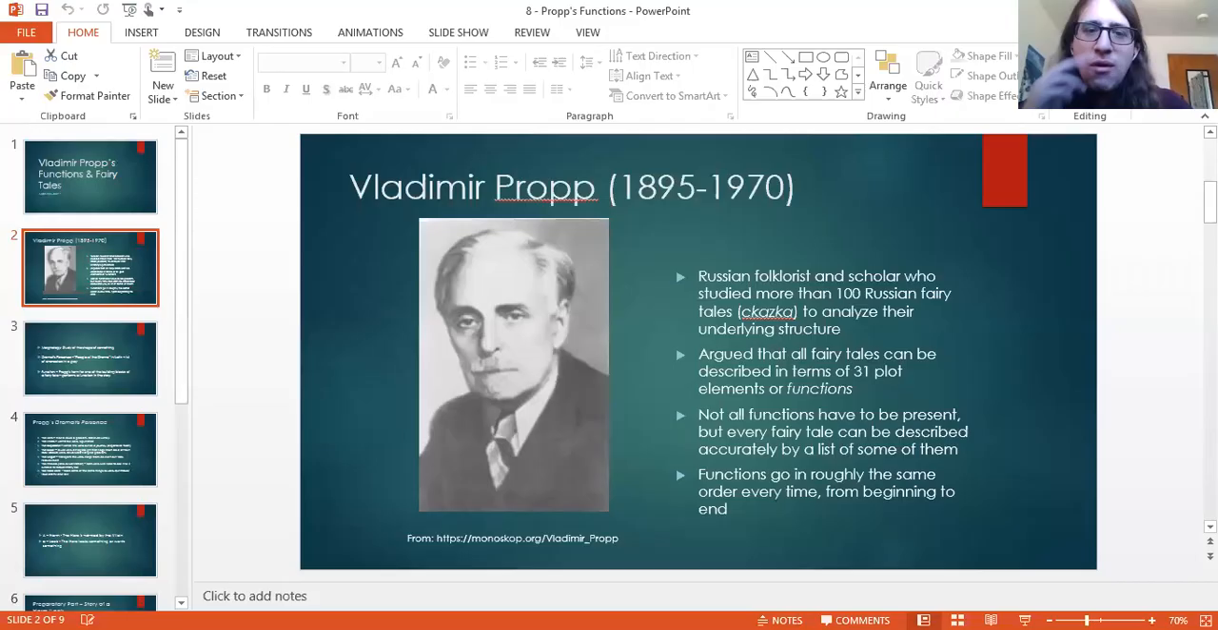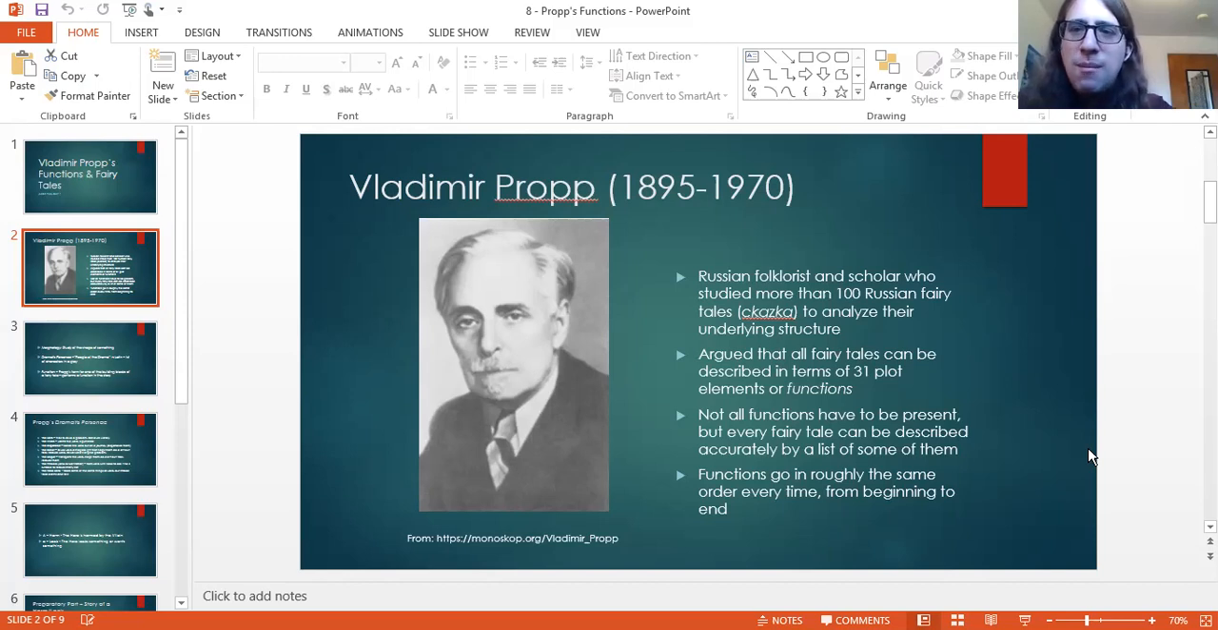Vladimir Propp was a scholar of folklore and fairy tales. He analyzed the Russian equivalent of fairy tales, which are called sort of wonder tales, Kazka, and analyzed the structure of them. He basically felt that if you could find the different kinds of events that would appear in a fairy tale, you could see how these made up the structure of a fairy tale. And he argued that all fairy tales can be described in terms of 31 different kinds of plot events. He called these plot events functions.